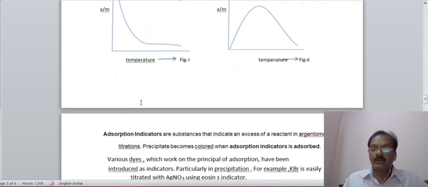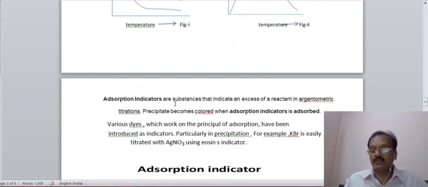And after this, we have one more important concept, adsorption indicators. As you know, indicators are chemical substances which are used to find out the end point of a chemical reaction during titration. We have different types of indicators already used in acid-base titration and redox titration. Also, we have one more type of titration, that is precipitation titration, where you use a special type of indicator. Those indicators are called adsorption indicators.